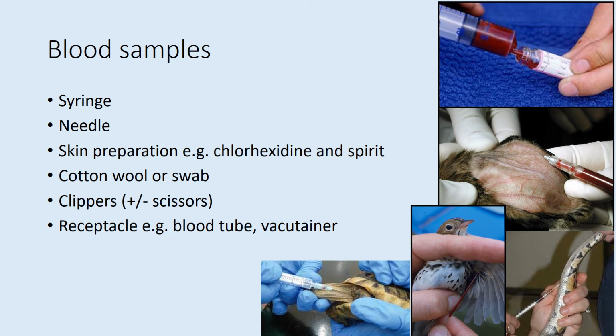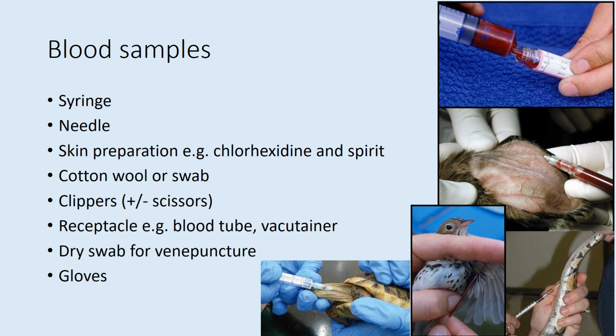You then need to be prepared and have a receptacle such as a blood tube, which you can see in the top right corner there, or a vacutainer. The vacutainers you could see on the previous slide are just a different format of blood tube. They work on suction, whereas a blood tube has a screw cap or a clip cap, which you remove in order to fill it up. The one in the top right corner here is a blood tube.